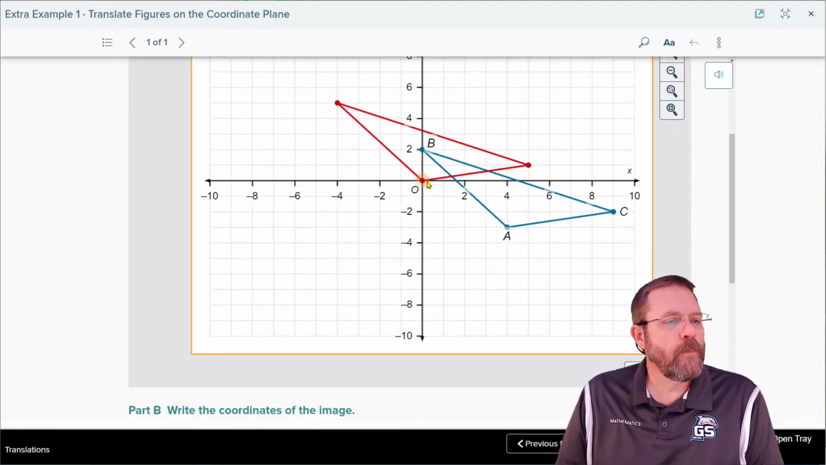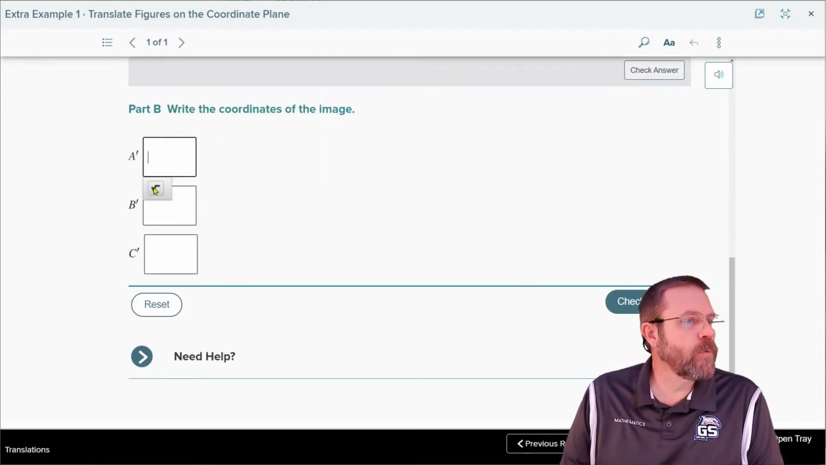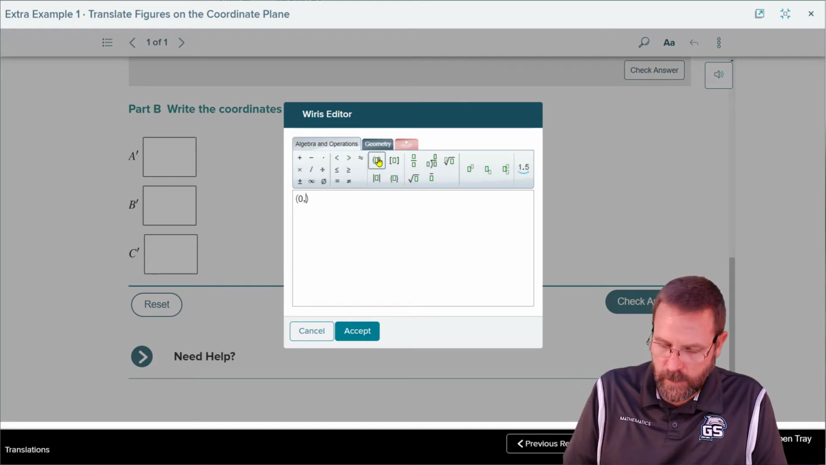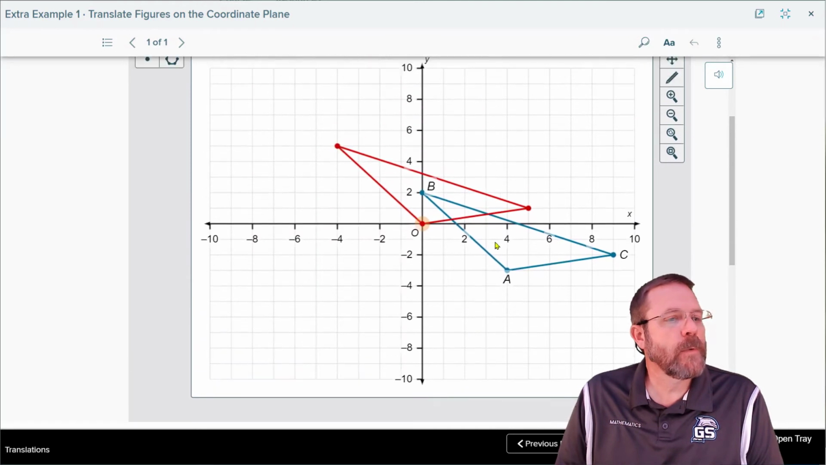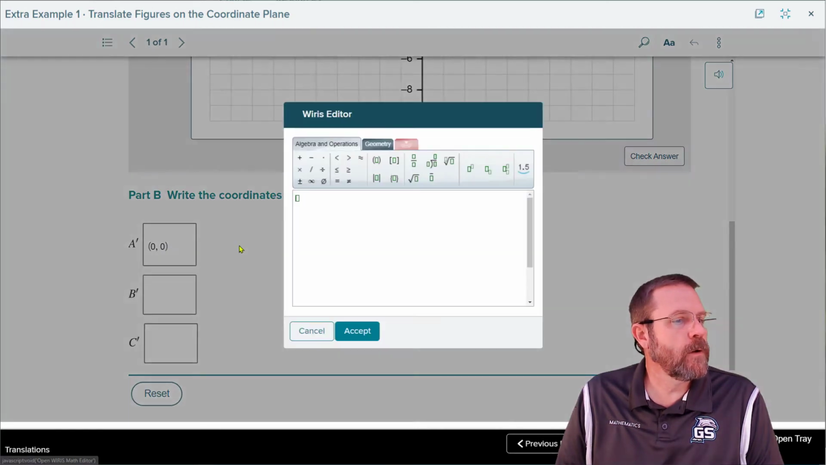So A prime is going to be this one, and that's an easy one. It's located at point (0, 0). So we're going to put in our parentheses 0, comma, space, 0. Hit accept. Next, I'm going to do B prime, and B prime is going to be at -1, 2, 3, 4. 1, 2, 3, 4, 5. So (-4, 5). We're going to go here.